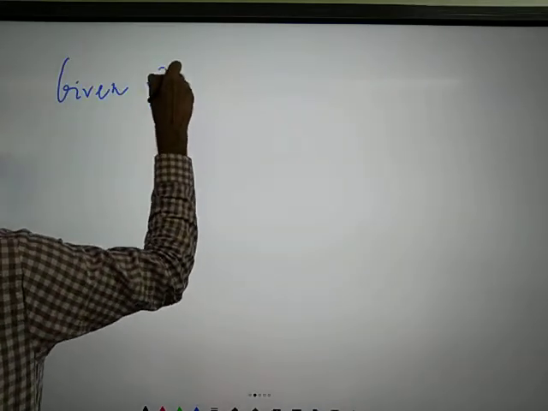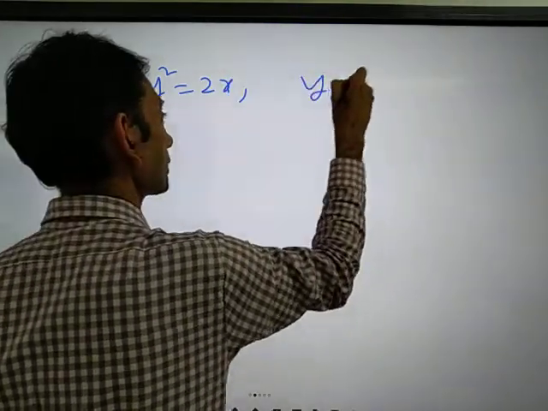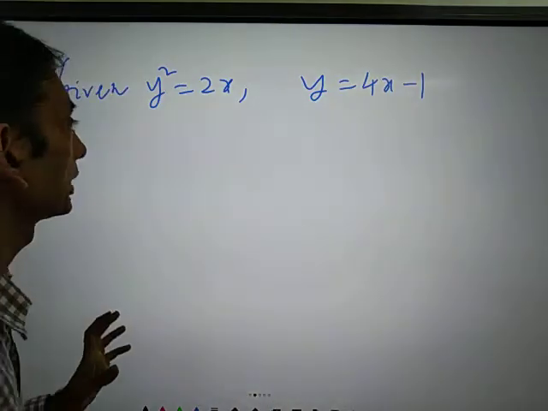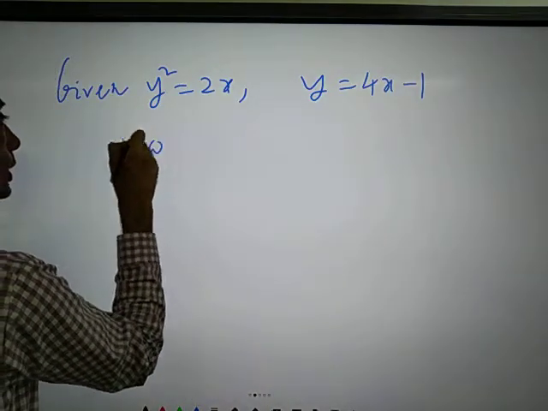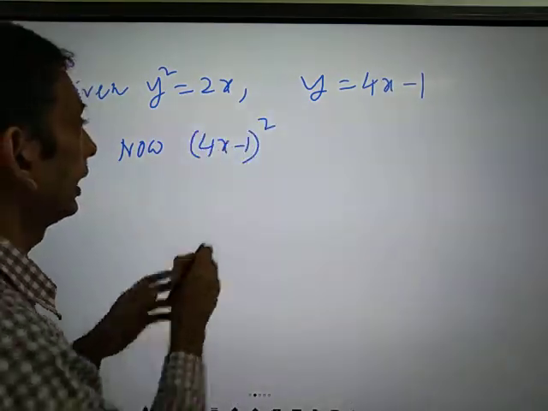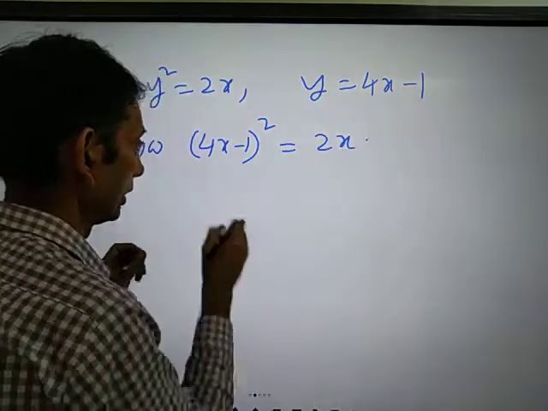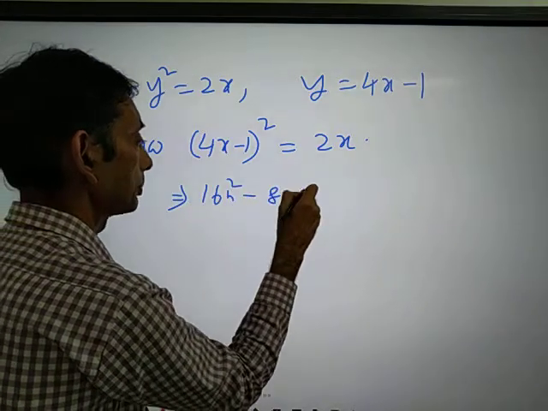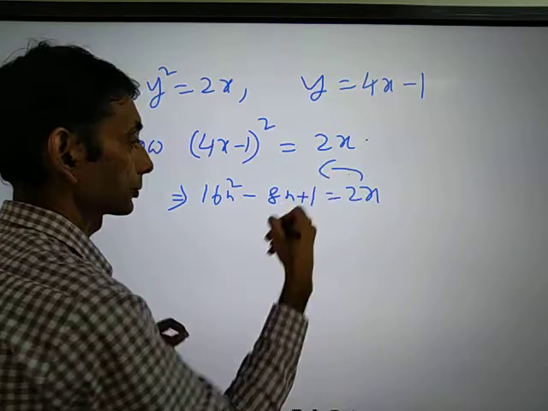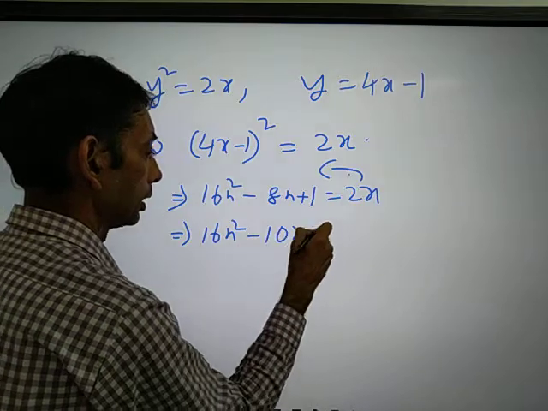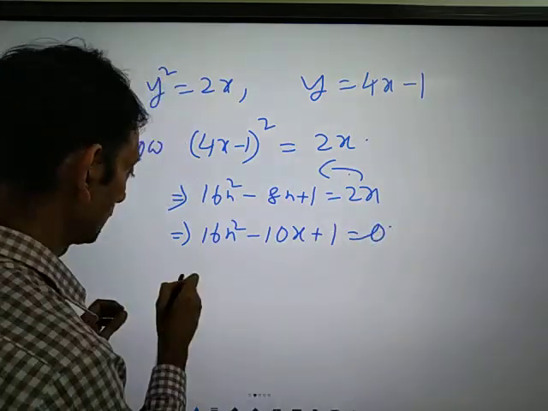Given y squared is equal to 2x and y is equal to 4x minus 1, we are going to solve these two equations. In place of y we'll write (4x minus 1) squared, and this is equal to 2x. Now we'll expand this: 16x squared minus 8x plus 1 equal to 2x. Let us transpose 2x to the left hand side: 16x squared minus 10x plus 1 equal to 0.